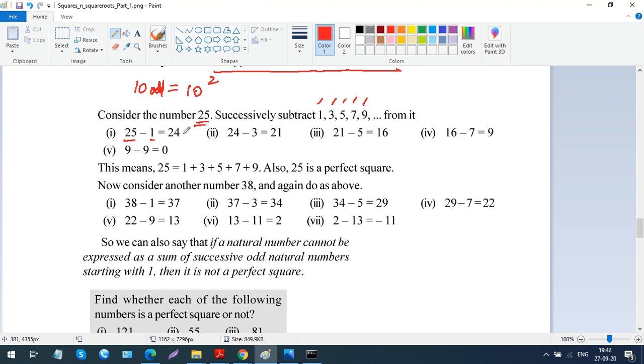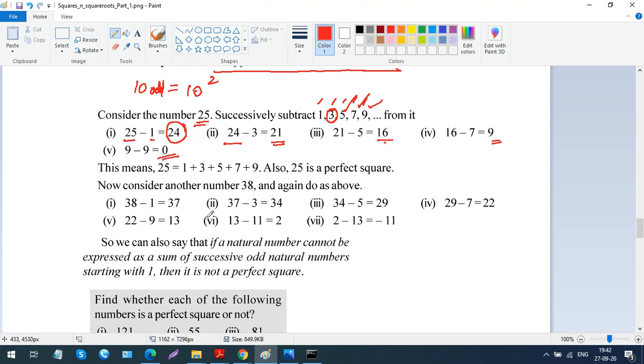What do you get? You will get 24. Now take 24 and subtract the next odd number 3, and you get 21. From 21, you subtract the next odd number 5, so you get 16. Take 16, subtract the next odd number 7, so you get 9. Now from 9, you subtract the next odd number 9, which gives 0. So if you are getting 0 at the end, then it is a perfect square. Understood?